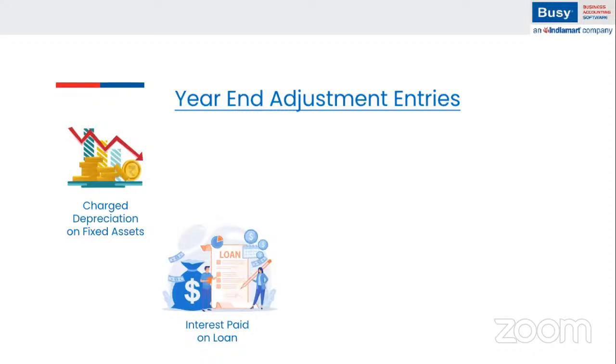And the next entry will be the interest paid on loan account. Suppose you have taken a loan from a bank. Beyond that, you are paying some interest to them. So then you have to post one journal voucher against that interest paid.